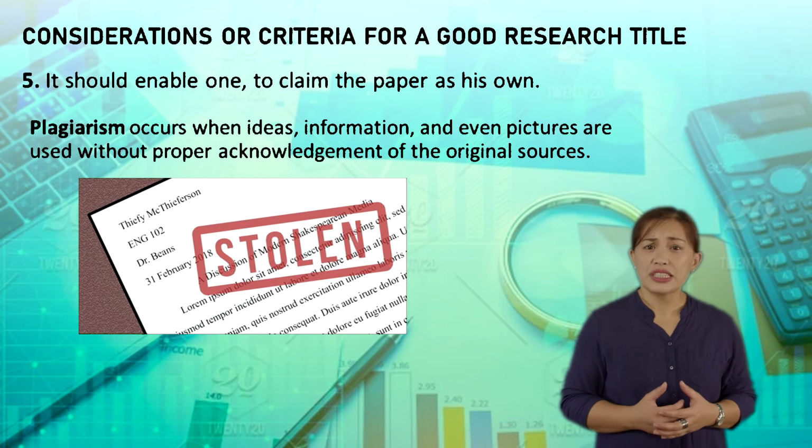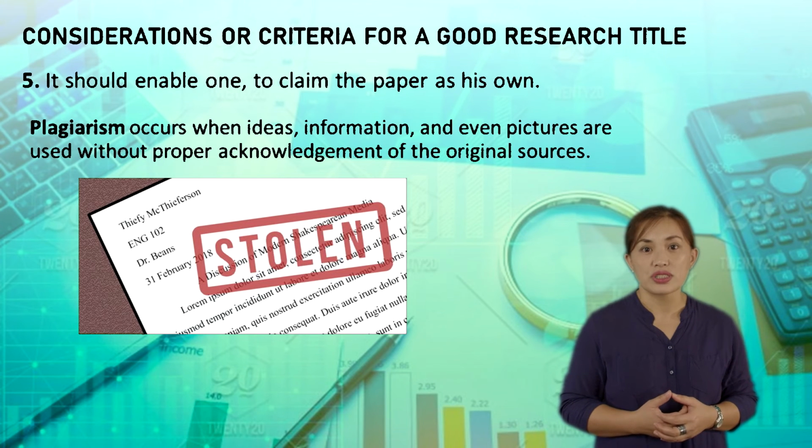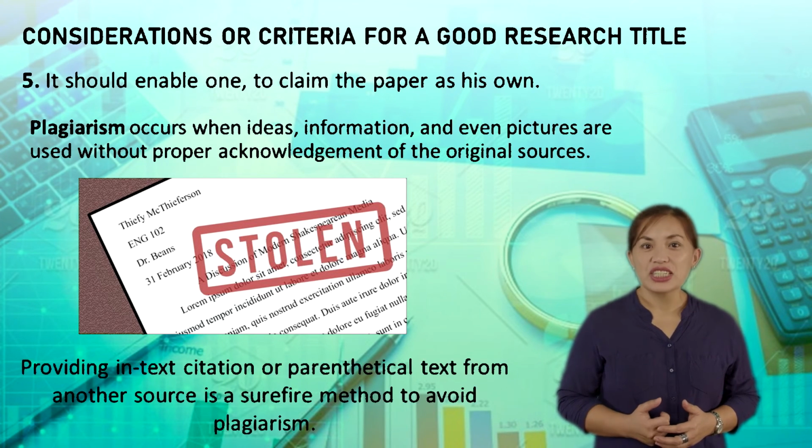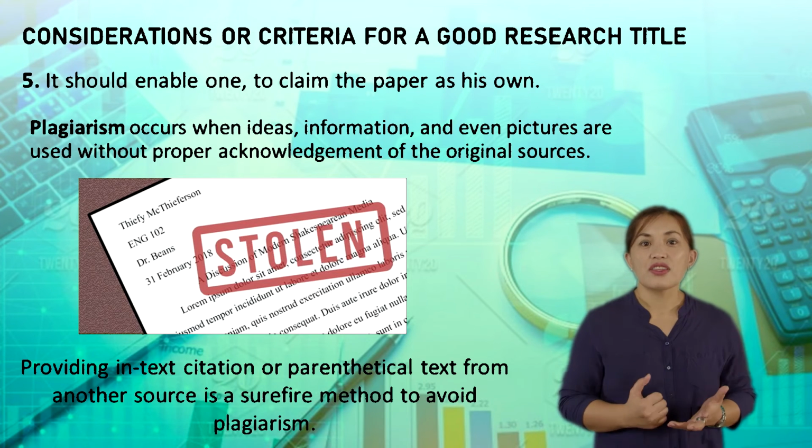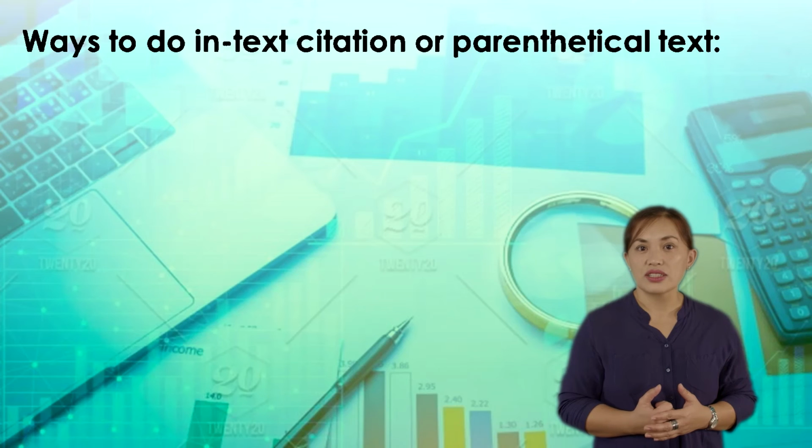Plagiarism occurs when ideas, information, and even pictures are used without proper acknowledgement of the original sources. Providing in-text citation or parenthetical text from another source is a surefire method to avoid plagiarism. These are the ways to do in-text citation or parenthetical text to acknowledge our sources.